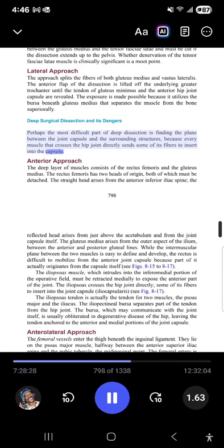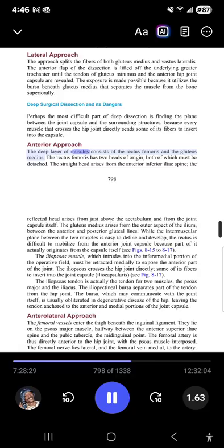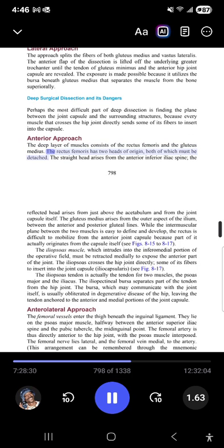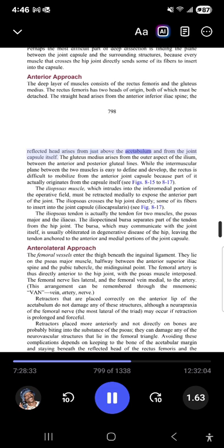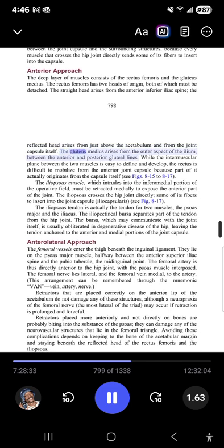Anterior approach. The deep layer of muscles consists of the rectus femoris and the gluteus medius. The rectus femoris has 2 heads of origin, both of which must be detached. The straight head arises from the anterior inferior iliac spine. The reflected head arises from just above the acetabulum and from the joint capsule itself. The gluteus medius arises from the outer aspect of the ilium, between the anterior and posterior gluteal lines.